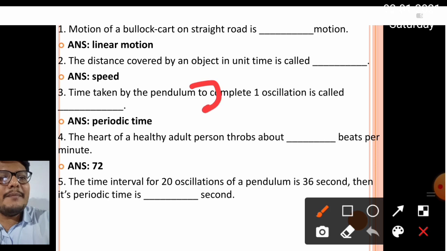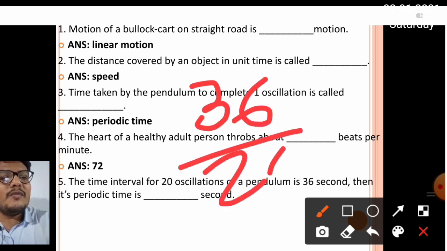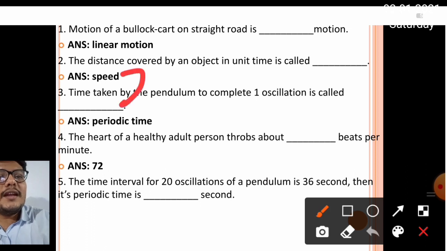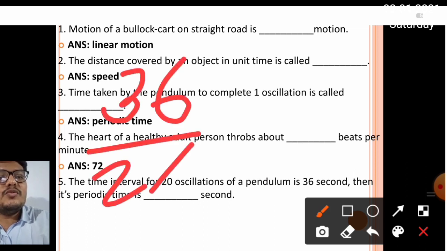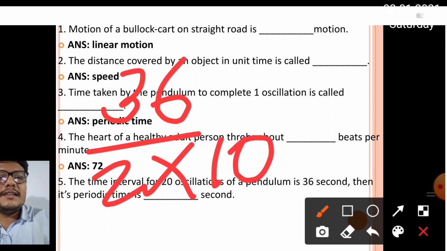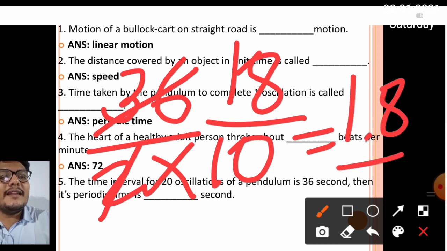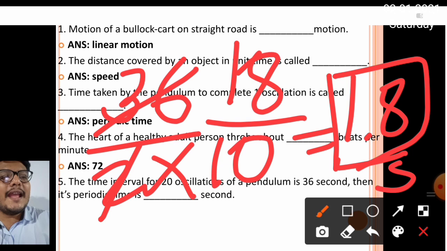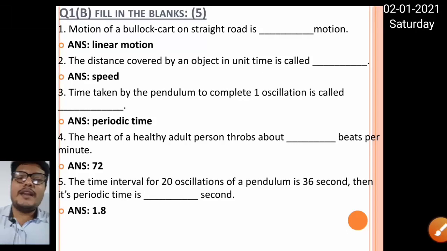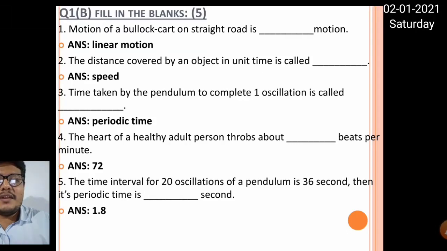What we will do? Time period is 36 divided by 20. If you do this, what will be your answer? Let me tell you here. I want to convert this 36 over 20 by dividing by 2, so 36 by 2 is 18 and 20 by 2 is 10. Two 18s are 36. What remains? 18 upon 10. So what will be your answer? 1.8 is your answer. This is your time period or periodic time, 1.8 seconds. See here the answer, 1.8. Second is already written in the blank.